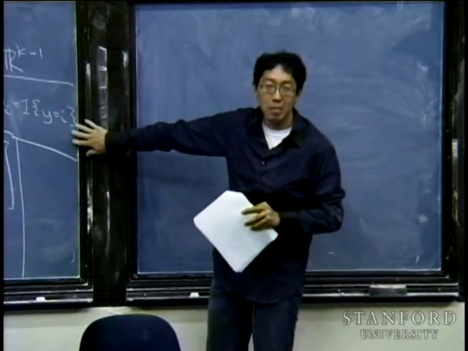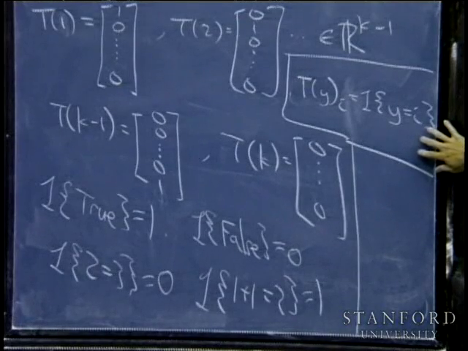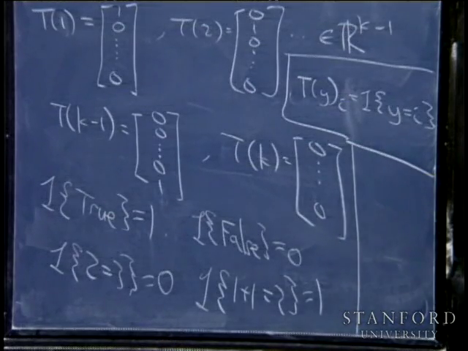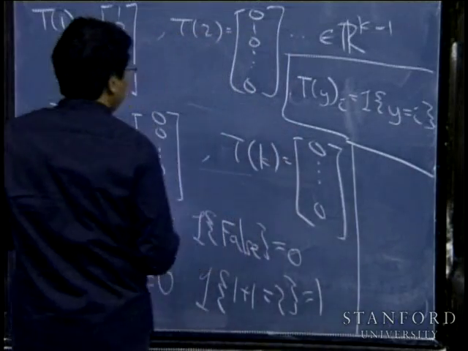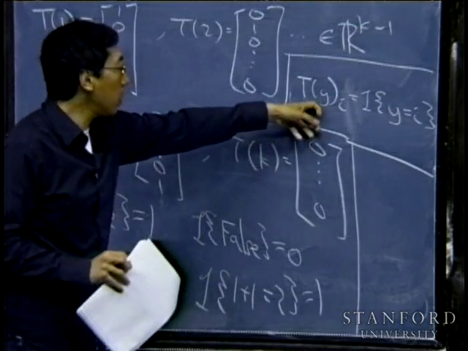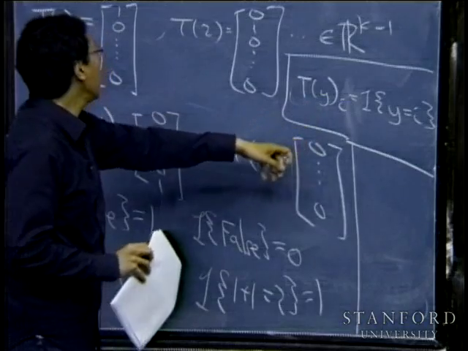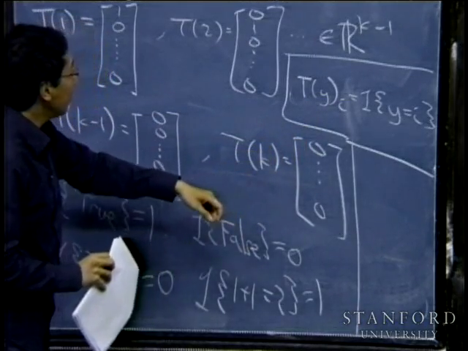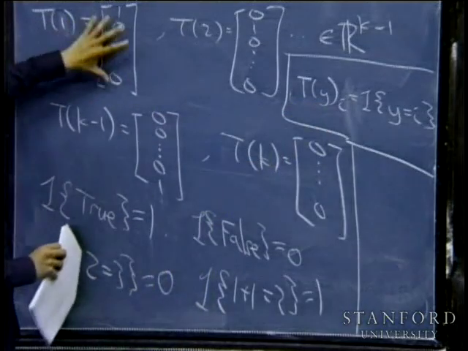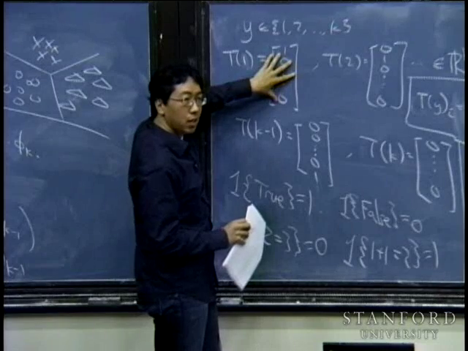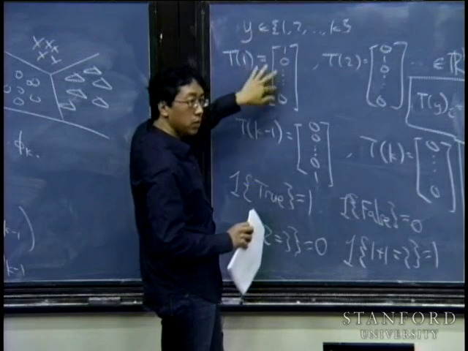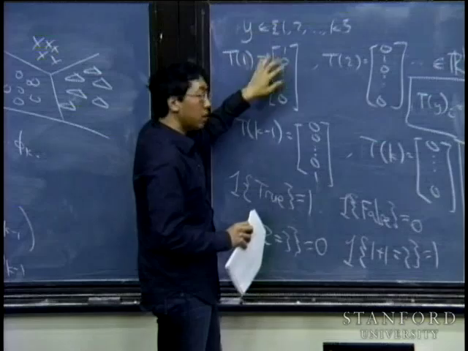Raise your hand if this equation makes sense to you. Most of you, not all. Okay. Just as one concrete example, suppose y is equal to 1. So t(y) is equal to this vector, and therefore the first element of this vector will be 1, and the rest of the elements will be equal to 0.